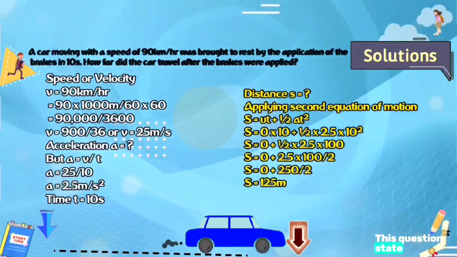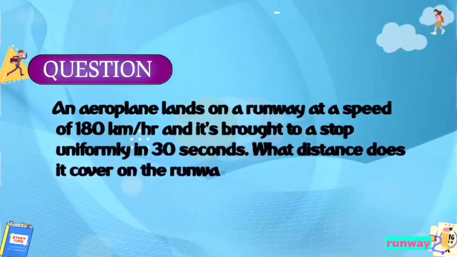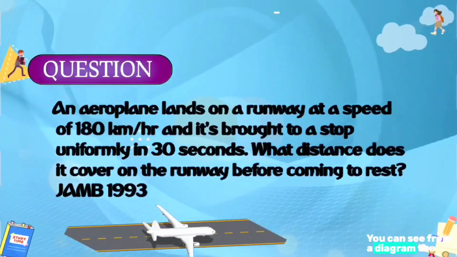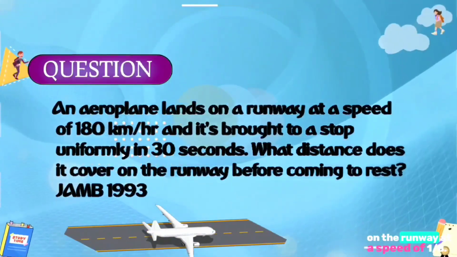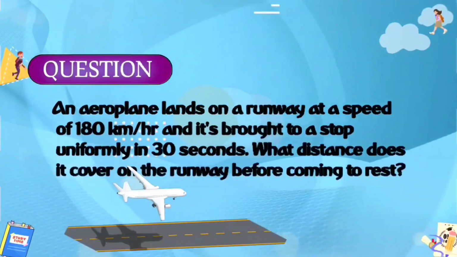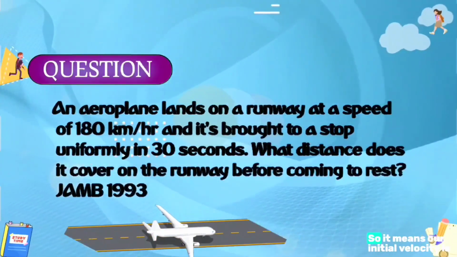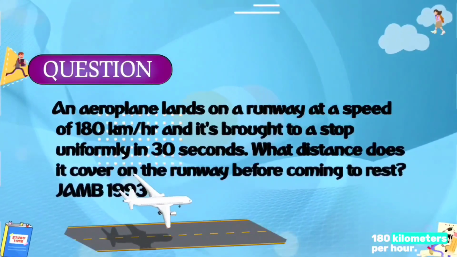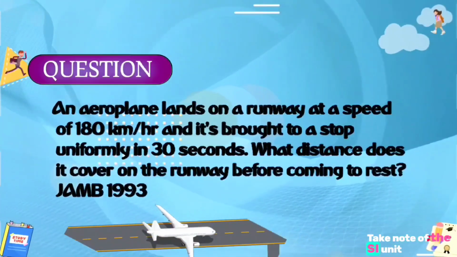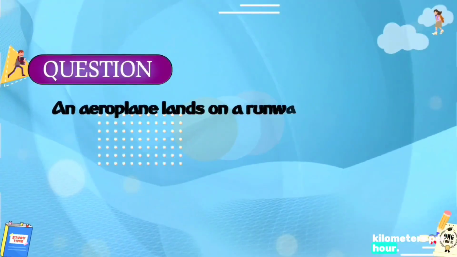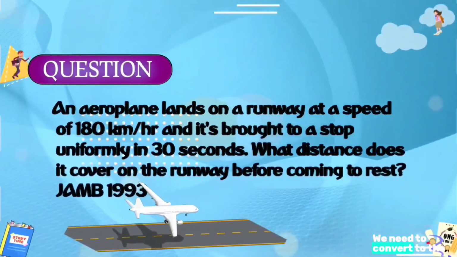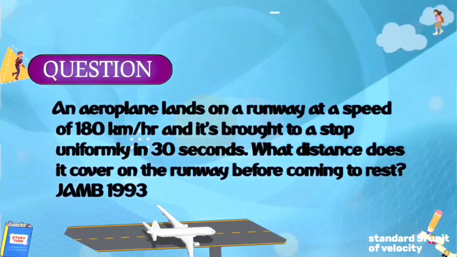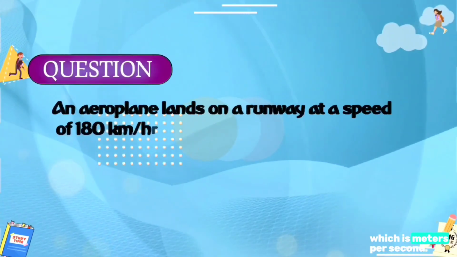This question states that an aeroplane lands on a runway. You can see from our diagram the plane landing on the runway at a speed of 180 kilometers per hour. So it means our initial velocity is 180 kilometers per hour. Take note of the SI unit, kilometers per hour. We can't use this directly. We need to convert to the standard SI unit of velocity, which is meters per second.